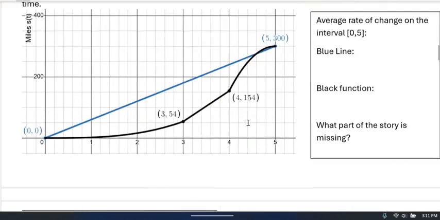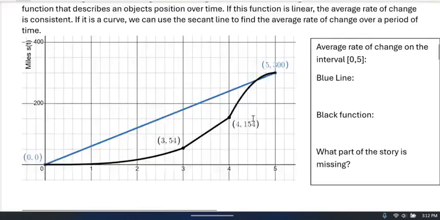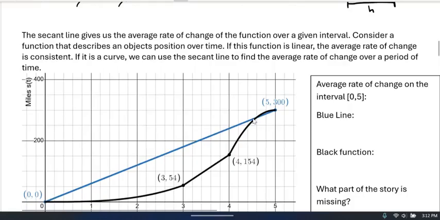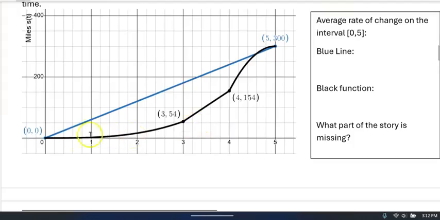Well, you can see from the blue line here, if we start at the left and go to the right, no matter where we start and stop on this interval, the rate of change, or the slope, is going to be the same because it is a straight line. If it's a curve, we can use the secant line to find the average rate of change over a period of time. So you can see on this black function, it curves, and then it has a straight spot, and then it curves again.